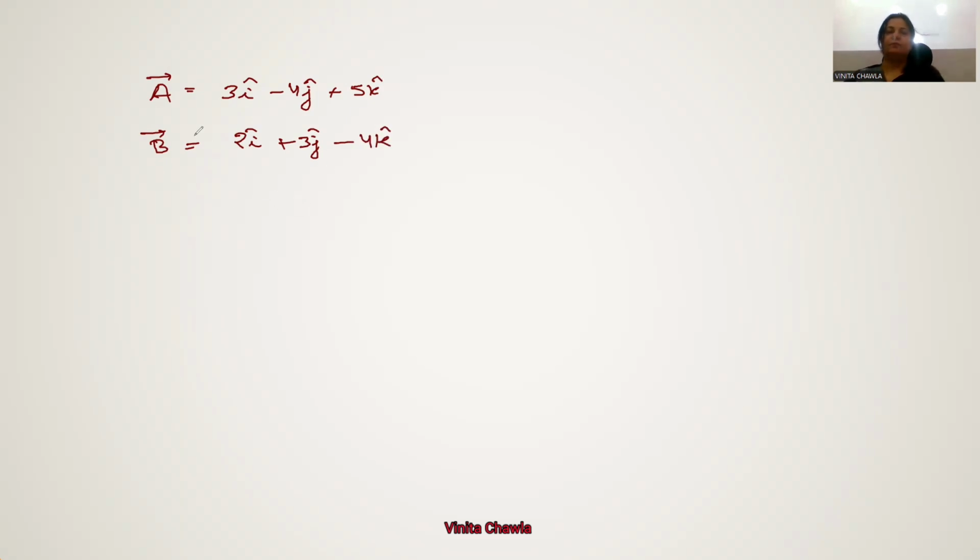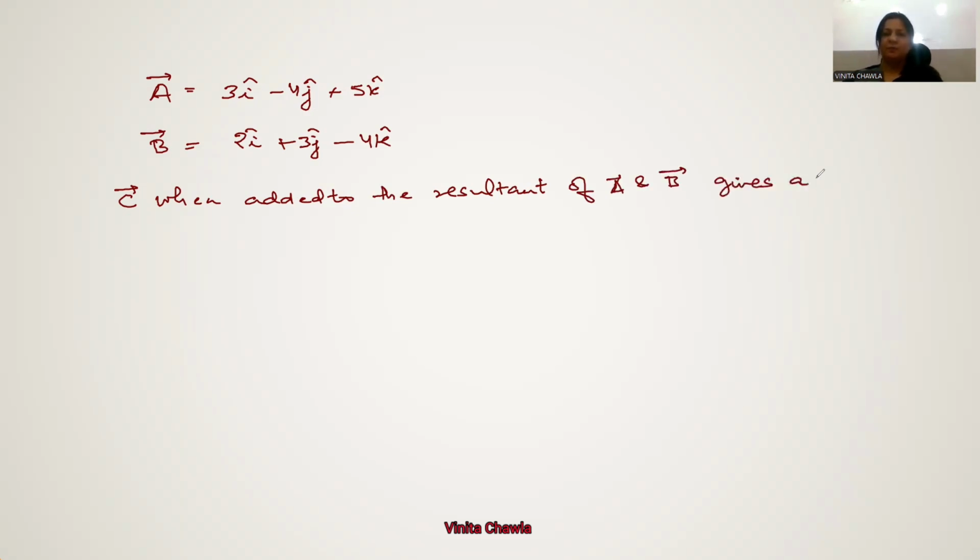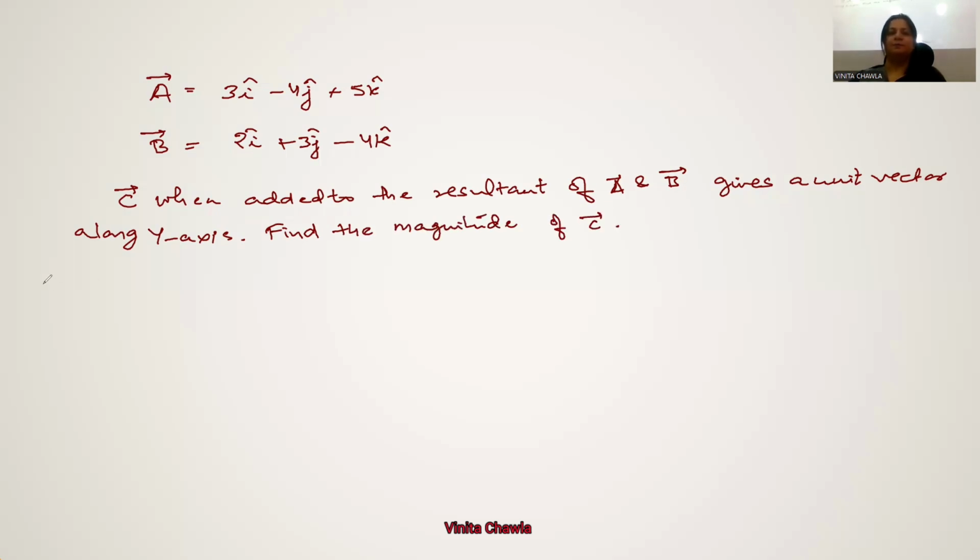So we have a question here. A vector c, when added to the resultant of vector A and vector B, gives a unit vector along y-axis. Find the magnitude of vector C.